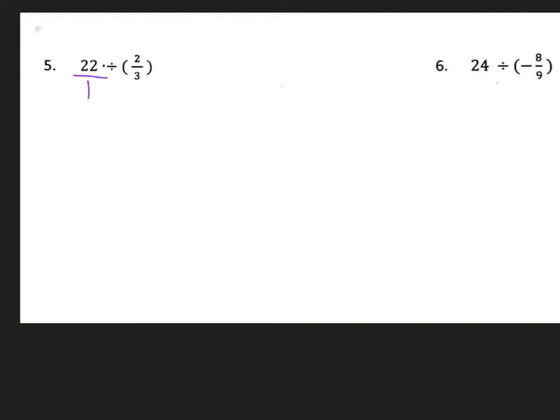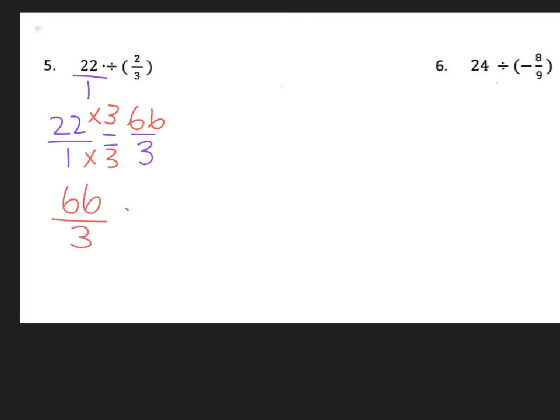The way we teach it is by getting common denominators. So 22 over 1 and 2 over 3 have a common denominator of 3. So 22 over 1 needs to change into something over 3. Well, we can see from 1 to 3, we just multiply by 3. Whatever you do on the bottom, you should do on the top as well. So this becomes 66 over 3 divided by 2 over 3.